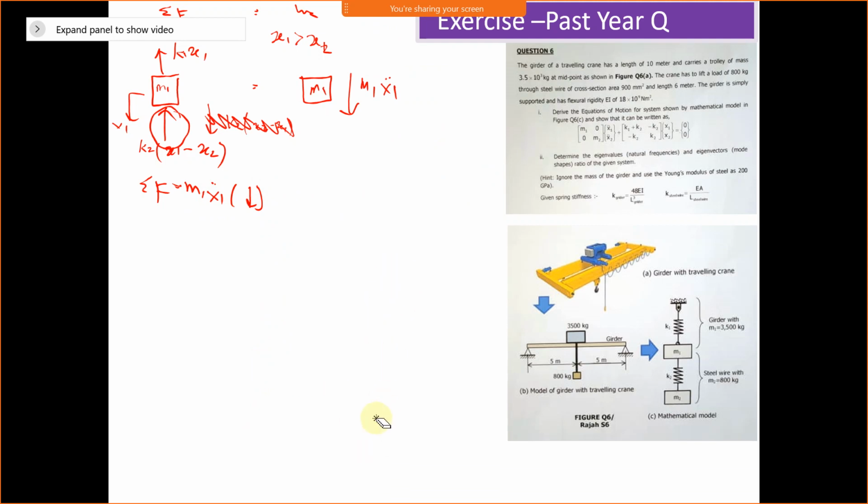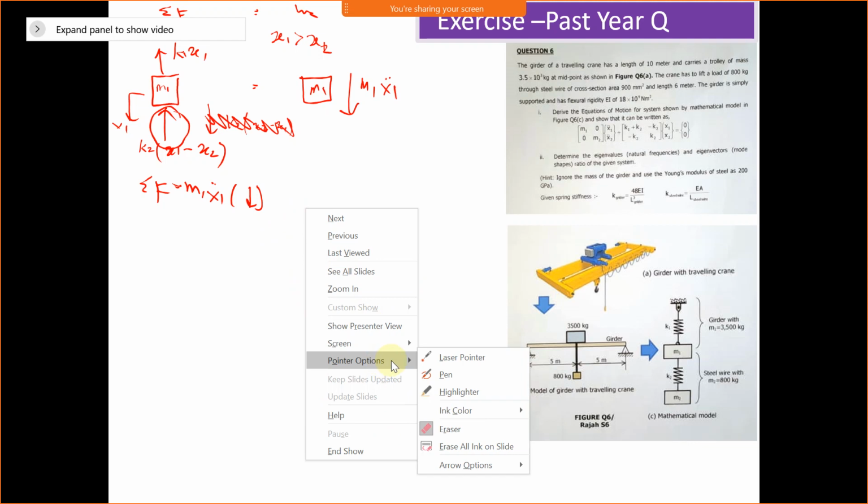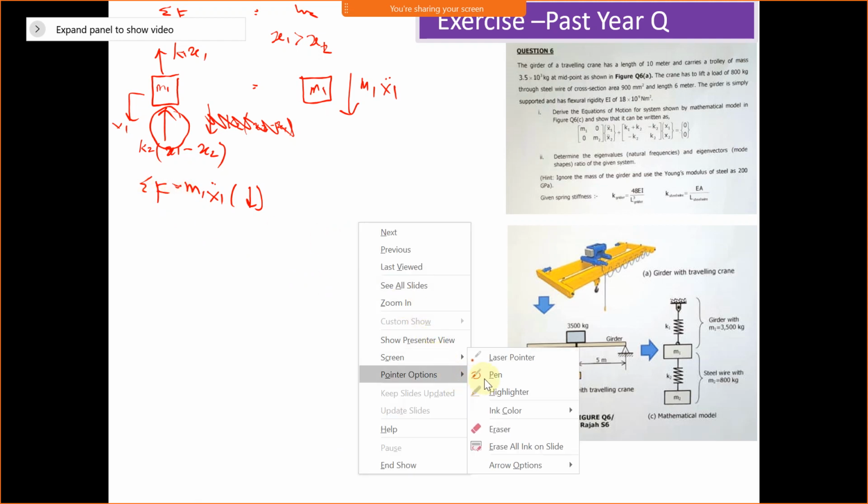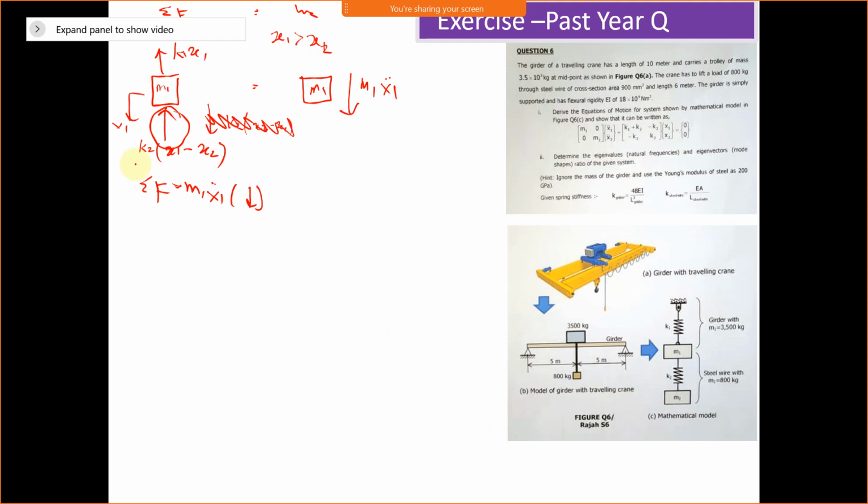Alright, so kita sambung. We continue with second Newton law. So we assume that direction of force equals to M1 X double dot 1 is downward. Okay, downward maksudnya apa kita ada? Kita ada negatif lah kan? Kita akan ada negatif K1 X1 minus K2 X1 minus X2 sama dengan M1 X double dot 1.